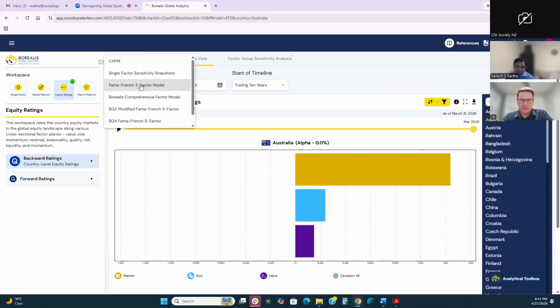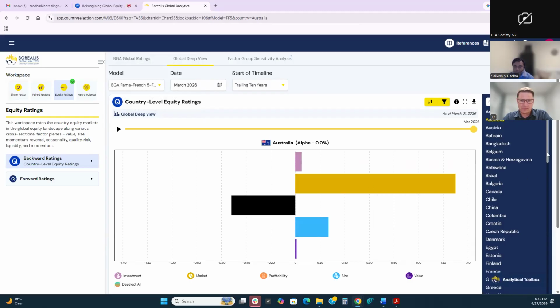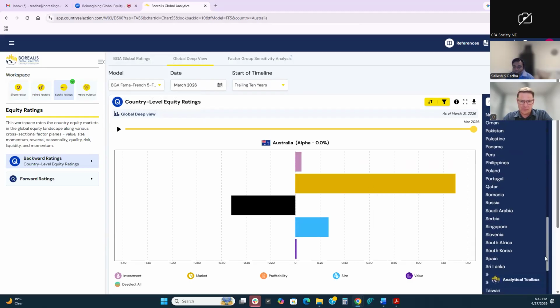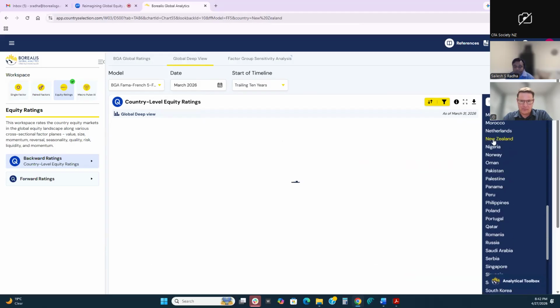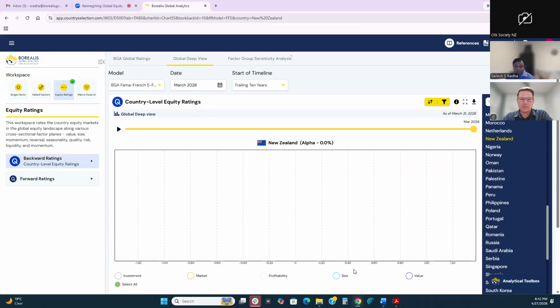I want to take the story a little bit to the 5-factor model. Let's do the Fama-French 5-factor and see if this holds up there too. So this is Australia. Let's go back to New Zealand. I'm looking for it. Let's deselect all. We added size to value and size. We've added profit and market. We added profitability and investment. Let's select.